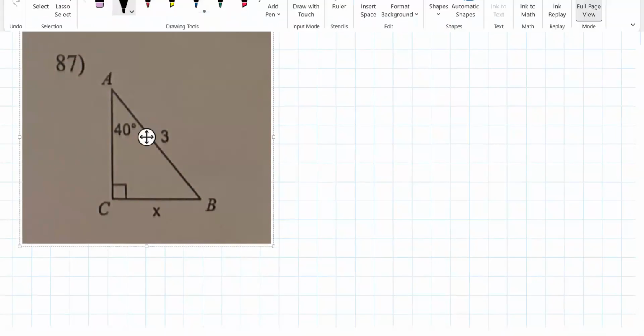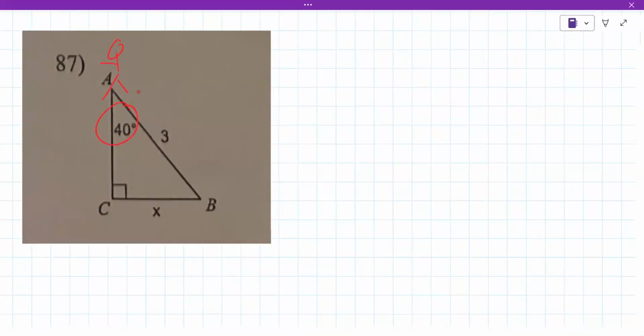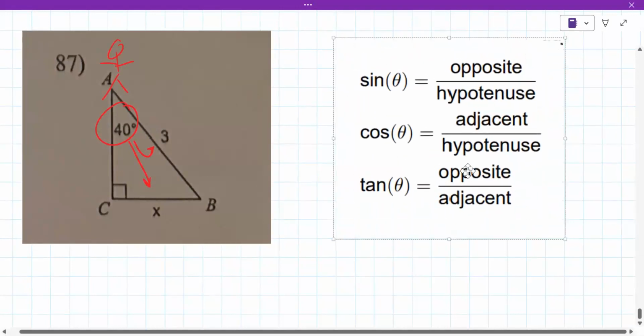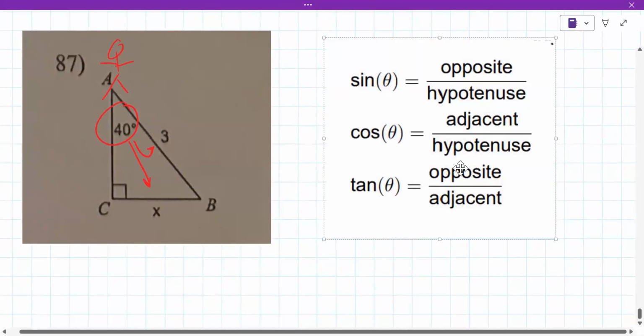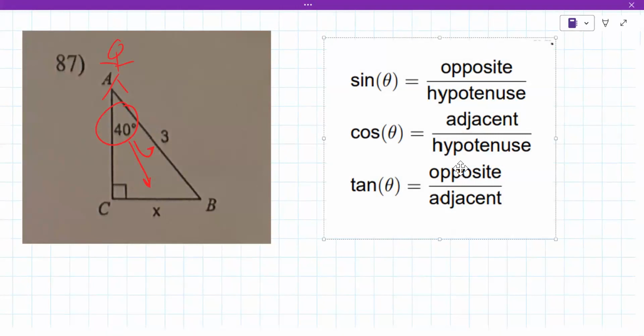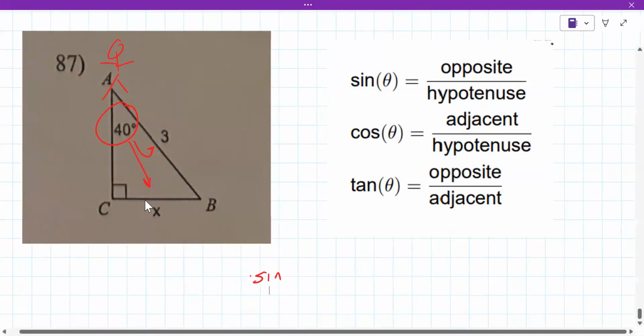Again, you have to say, okay, I'm here at the 40 degrees. What is X and what is 3 relative to that? And again, you're trying to decide whether to use sine, cosine, or tangent. Which one works here? So we have the hypotenuse, and we have the opposite. You're trying to find X, the side opposite from the angle.